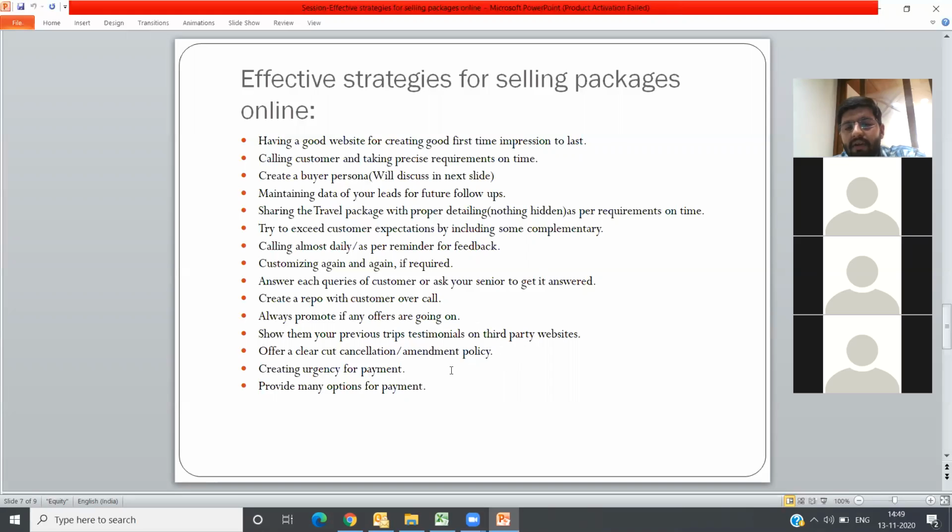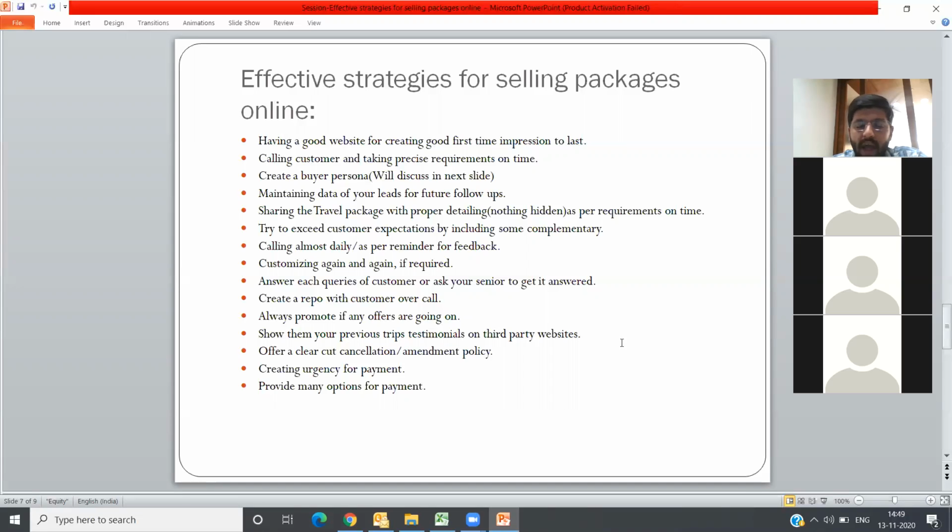At the end of the day, sales matter. You have to create urgency for payment. If you are not creating the urgency, you will be lagging behind. Someone else would be good in terms of sales and will be creating urgency, whether the hotel is getting sold out or whether you have to deliver to the targets.